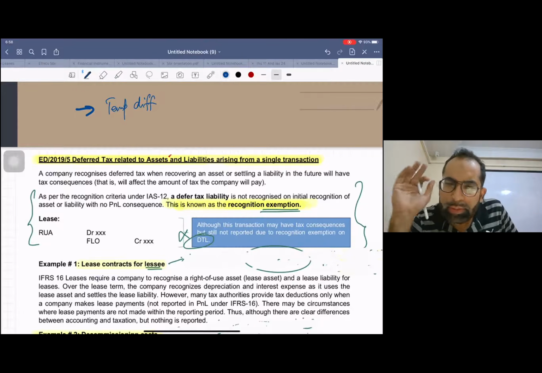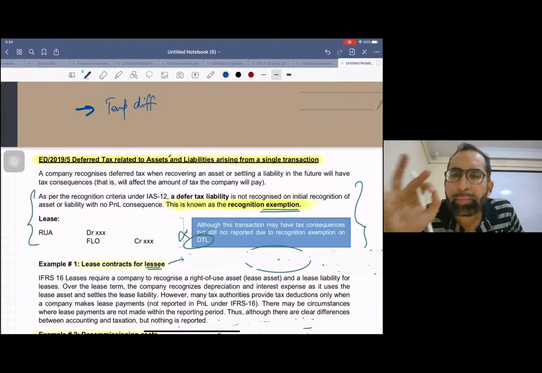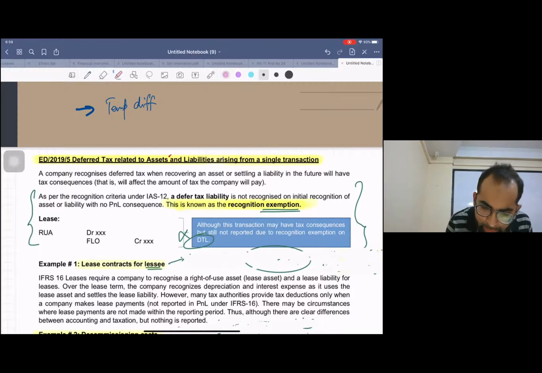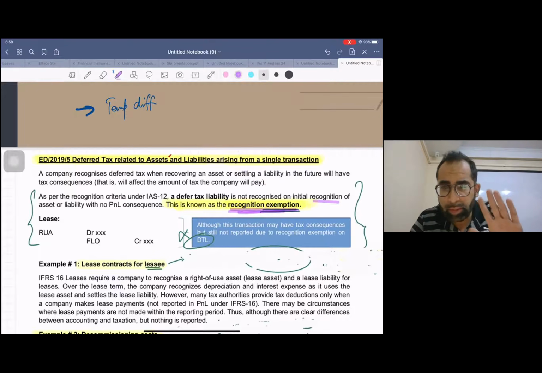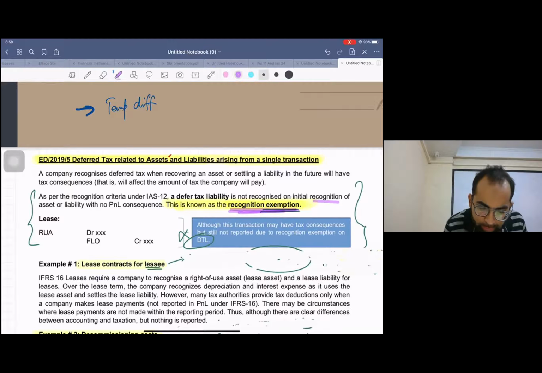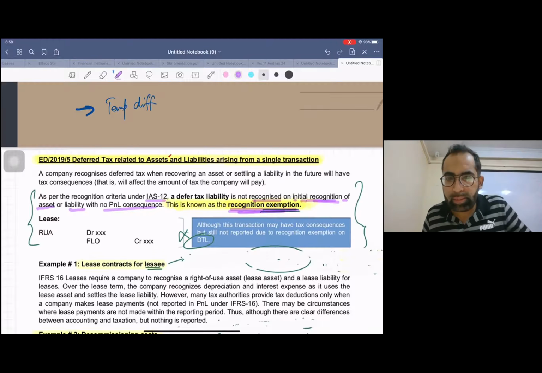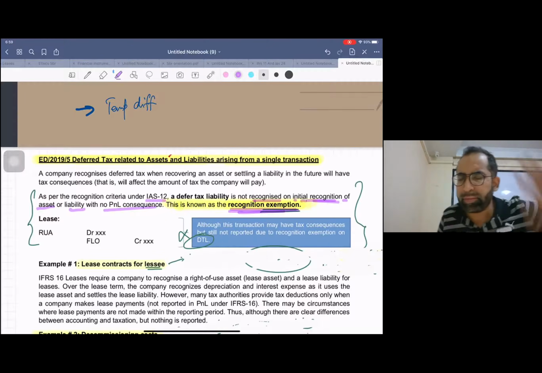Since years back, the standard has given a recognition exemption. And what is that recognition exemption? Listen, as per recognition criteria under IAS 12, a deferred tax liability is not recognized on initial recognition of an asset or liability with no P&L consequence. Listen, this is known as recognition exemption. Since years they have given.